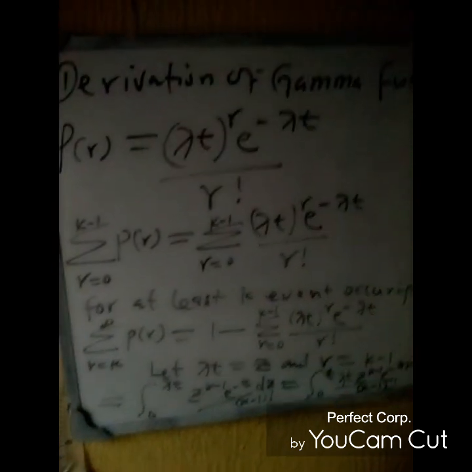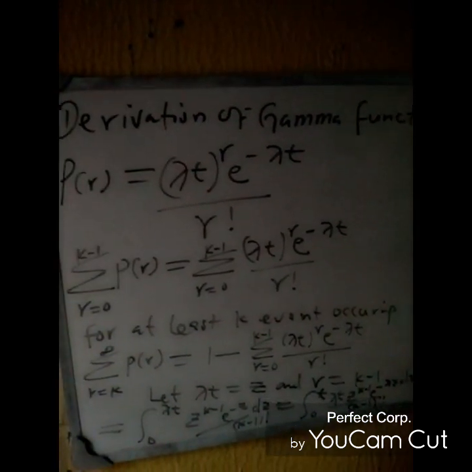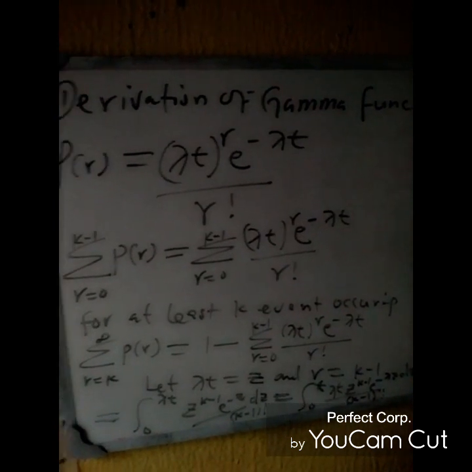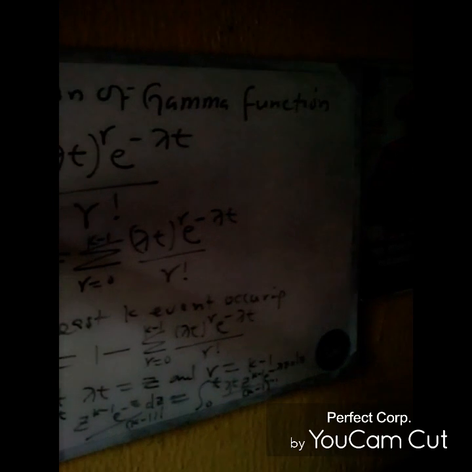My listeners, we want to talk about the derivative of the gamma function. Now, if you look at this, you are going to see that to derive a gamma function, you use what is called the Poisson distribution.